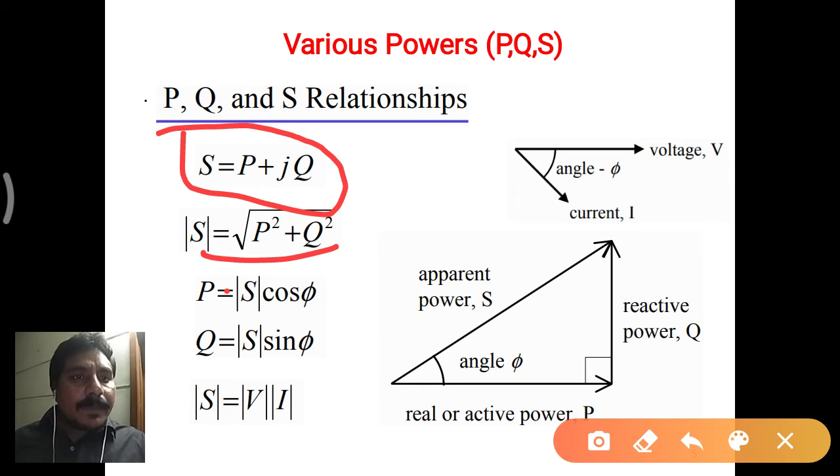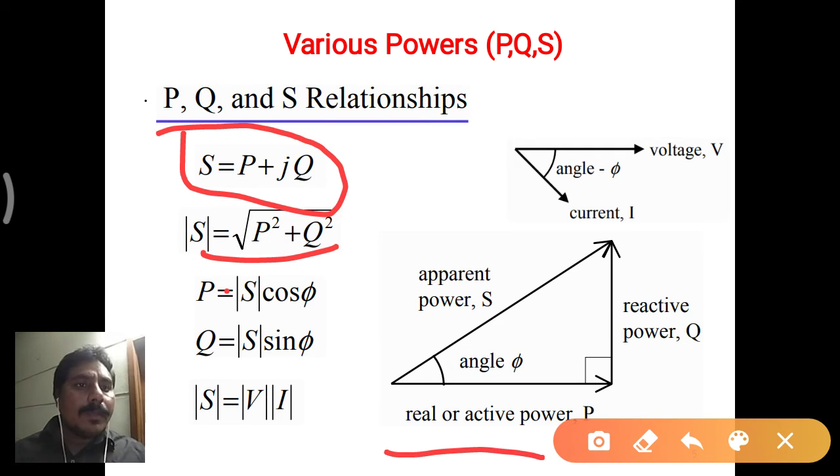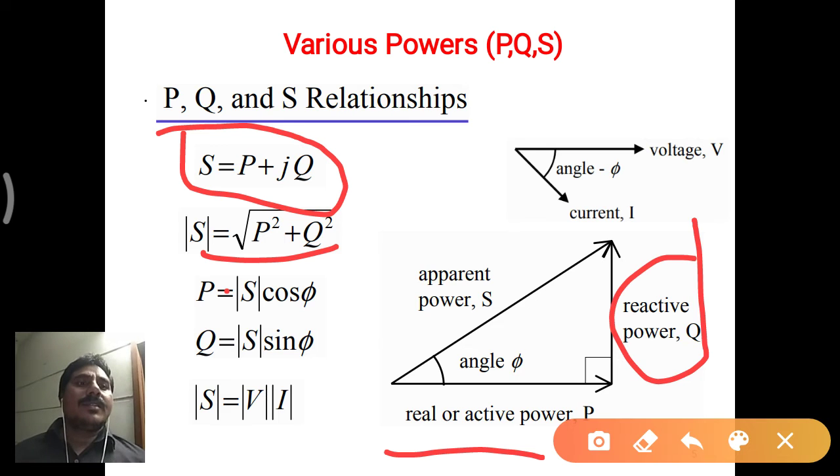Coming to this power triangle, here on the x-axis we are representing the active or real power. This real power is the reference axis. On the y-axis we are taking the reactive part, the imaginary part, the power which creates the magnetizing property in the circuit.